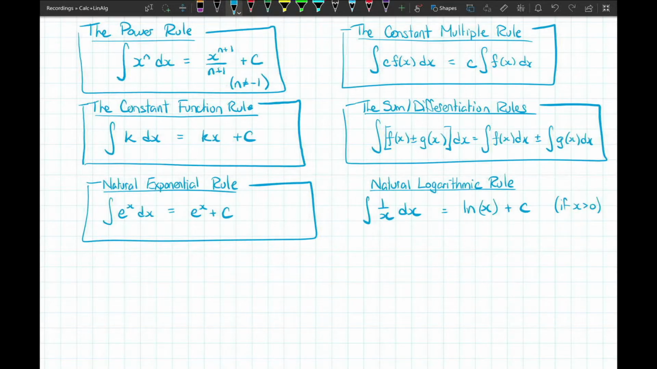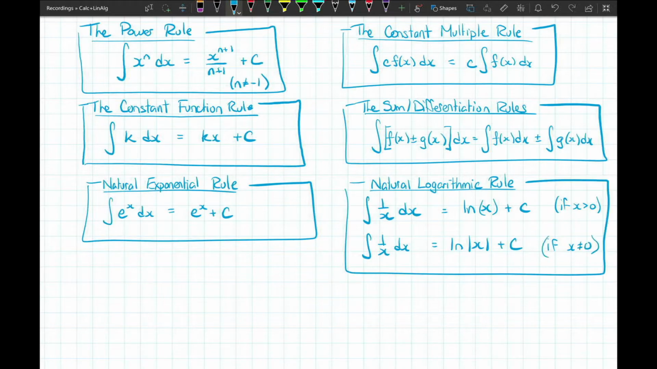But 1 over x is actually a function that's defined for negative values of x too. So if we wanted a little bit more of a general form, the antiderivative of 1 over x dx is equal to the logarithm of the absolute value of x plus c, so long as x is not equal to 0. And there we go. That gives us a lot of the building blocks that we just learned from differential calculus, but reversed in order to get an established form of integrals for integral calculus.